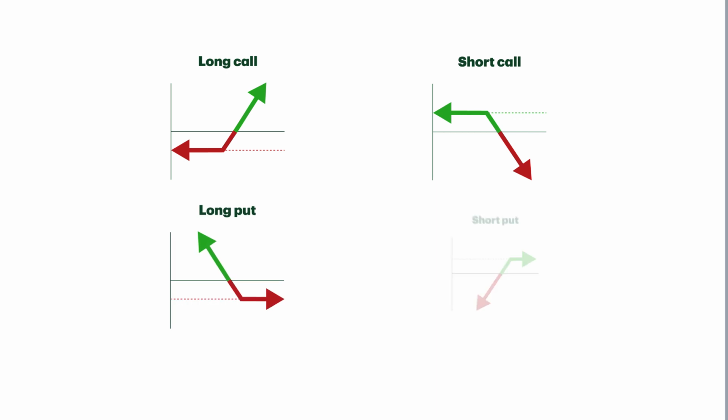Option spreads come in all shapes and sizes, but they all share a common trait. They're all combinations of long and short options of the same type, like a long call and a short call, or a long put and a short put. And that's all there is to it. Case closed. Just kidding, there's a lot more to learn, so let's get into it.